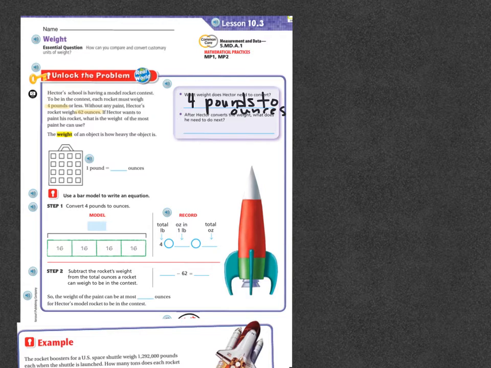And the bottom part, the second question says, after Hector converts the weight, what does he need to do next? Well, let's just read the problem again for the second time. Hector's school is having a model rocket contest. To be in the contest, each rocket must weigh 4 pounds or less. Without any paint, Hector's rocket weighs 62 ounces. If Hector wants to paint his rocket, what is the weight of the most paint he can use? So, boys and girls, do we want to know the total or do we want to know the difference? We want to know the difference. And when you are looking for the difference, he's going to need to subtract.